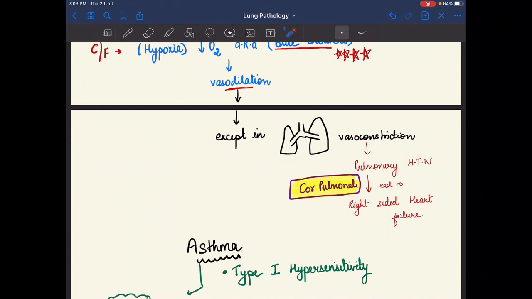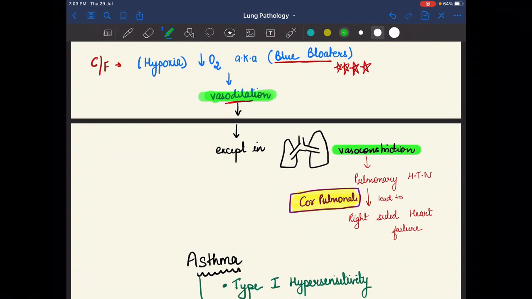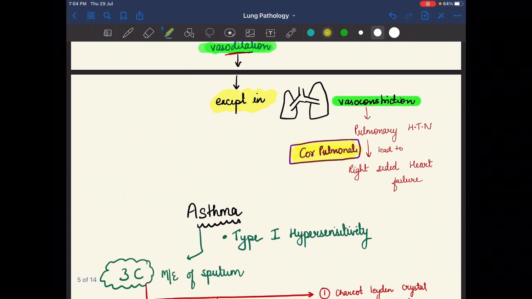So in the lungs, if there is decreased oxygen, then vasoconstriction will occur, and in all other places there is vasodilation. Decreased oxygen means hypoxia leads to vasodilation, but in the lungs hypoxia leads to vasoconstriction. So this is an exception case. Please remember that in lungs, due to hypoxia, vasoconstriction is there.